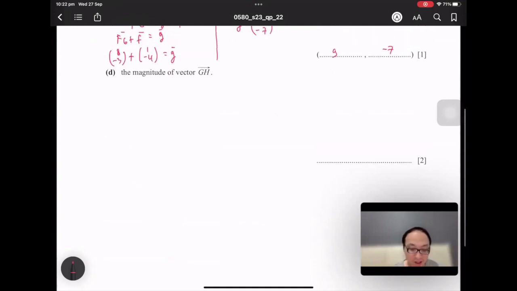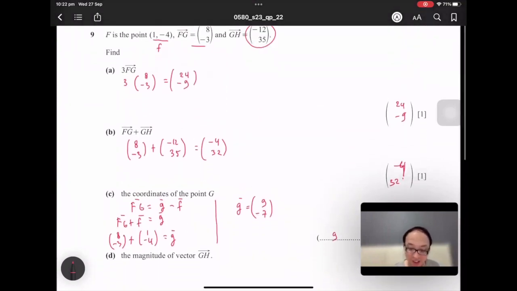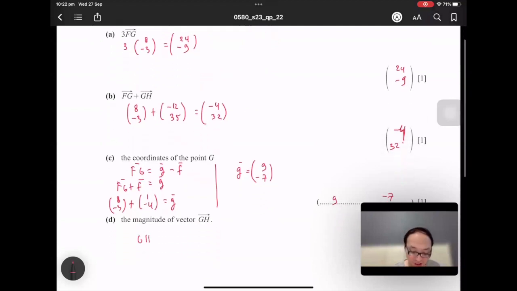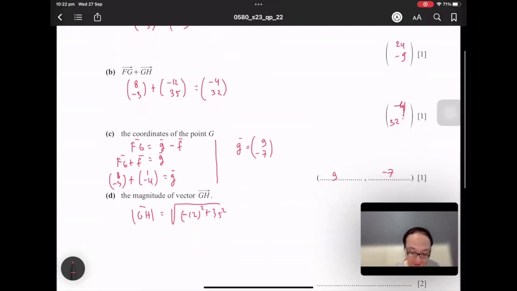The magnitude of GH. We can use Pythagoras for this. So the magnitude of GH is the square root of negative 12 squared plus 35 squared, which equals 37.